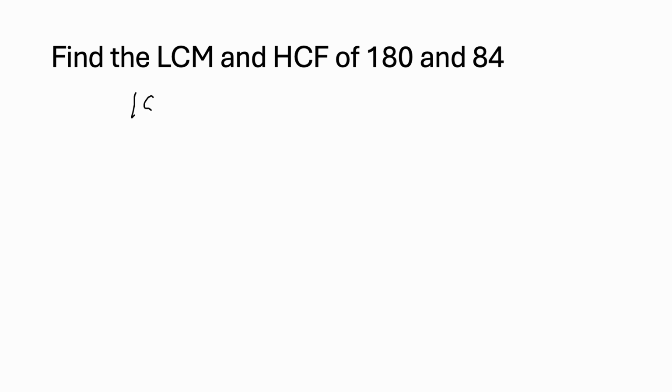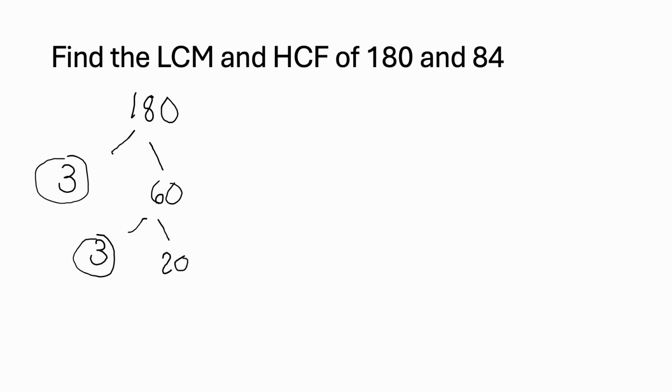So what we would do is find our prime factors for both these numbers, using our factor tree. So 180 goes into 3. So we have 3 and then 60. 60 goes into 3 again. So 3 and then 20. Then you have 5 and 4. Then you have 2 and 2.